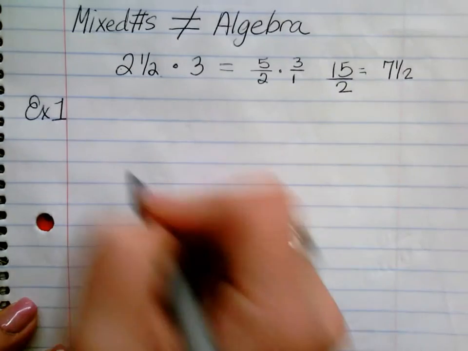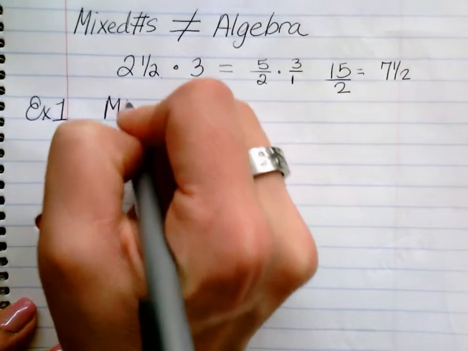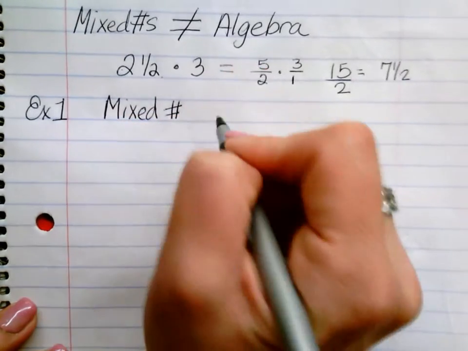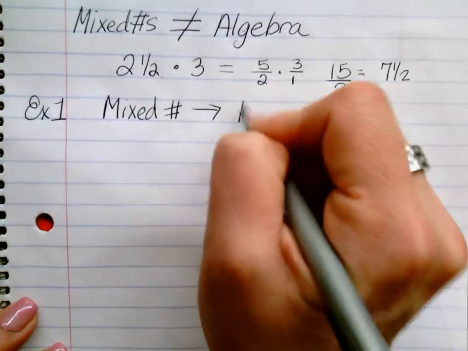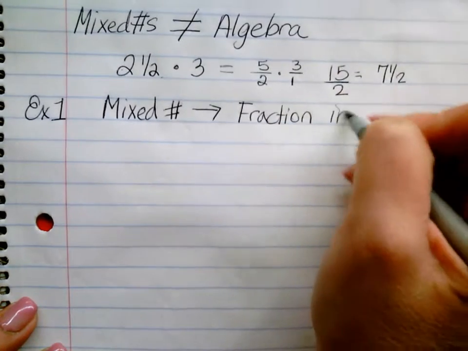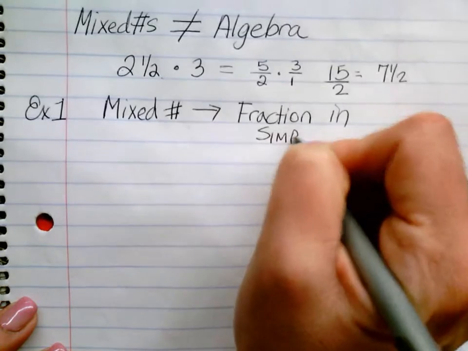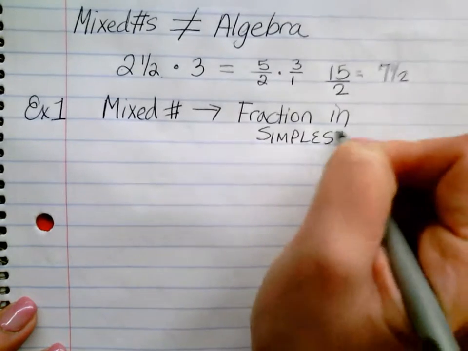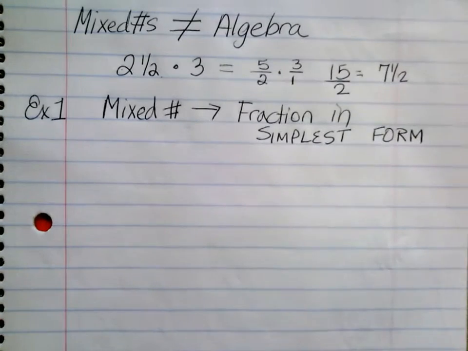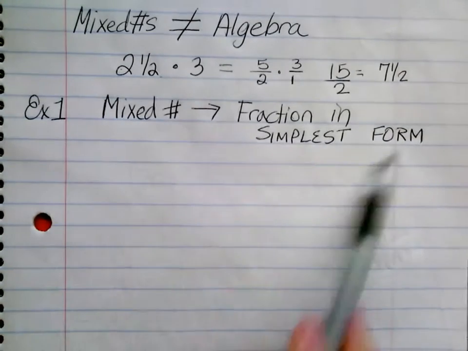And example 1 teaches us to take a mixed number, they're not writing it, but I'm using the words you all have learned, and converting it to a fraction in simplest form, okay? Be aware of this lingo, because later when you look at the assignment and you say, I don't know what a fraction in simplest form is, this is what I'm saying.